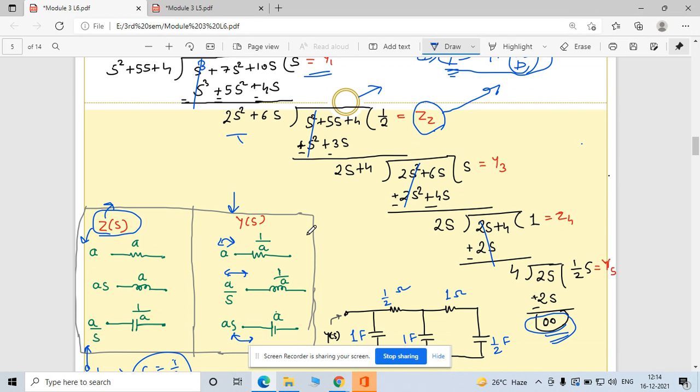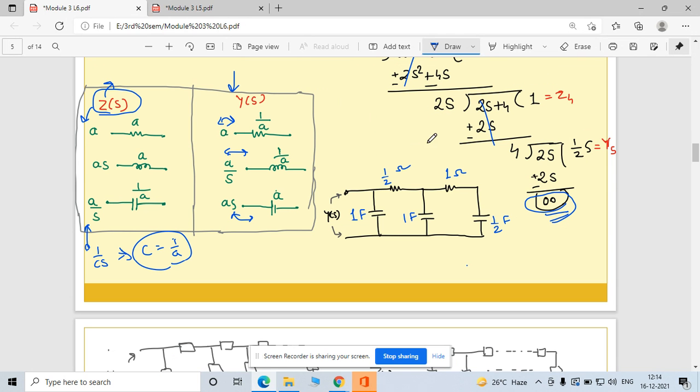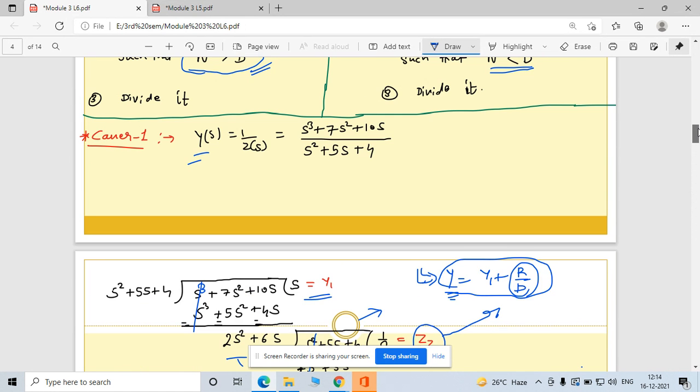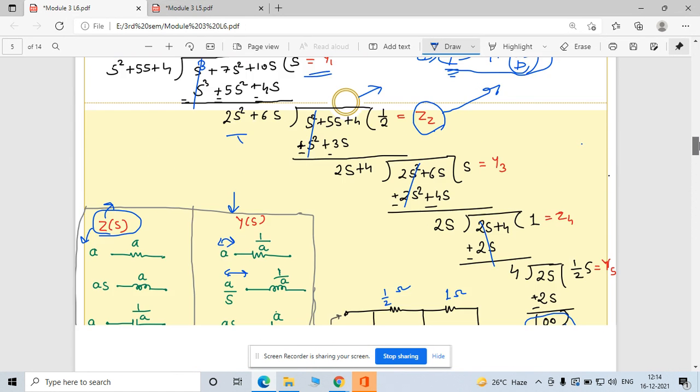Okay, 1 by A in ohm. So simple, I just represent that all element. Just compare this function with this, so represent that function with this admittance function. Okay, for this, this is for your Cauer 1 function.